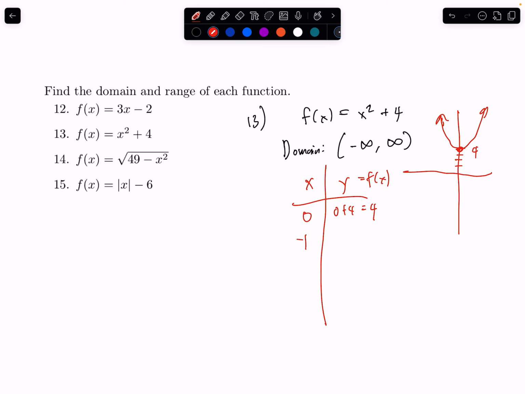If x is -1, x squared is +1, plus 4 is going to be 5. If x is +1, it's still 5, because 1 squared is 1, plus 4 is 5. So it's only increasing, right? The smallest value it could get is 4. That's the smallest y value. So that means the range is going to go from that 4 onwards forever upwards. From 4 all the way to infinity. There it is. That's 13.